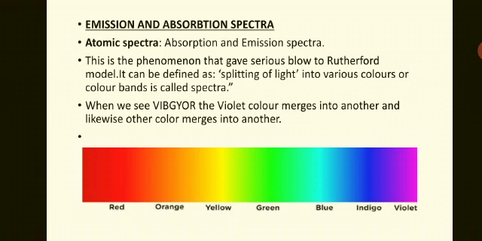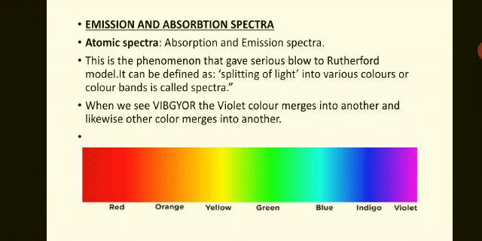This is the phenomenon that gave a serious blow to the Rutherford model, because the Rutherford model cannot explain the emission and absorption spectra of atoms. So what is atomic spectra? It can be defined as splitting of light into various colors or color bands is called spectra.